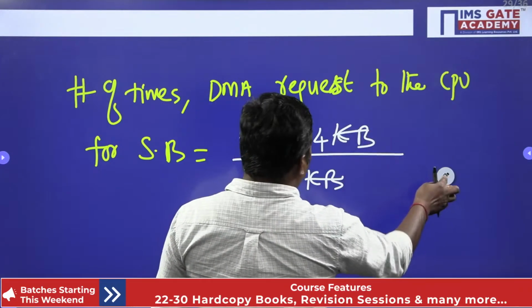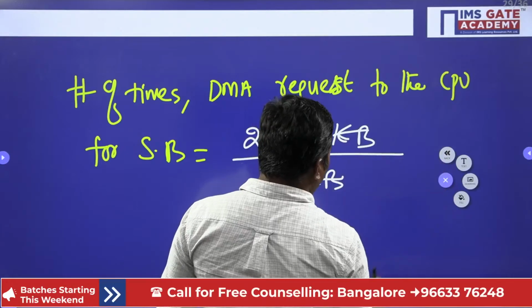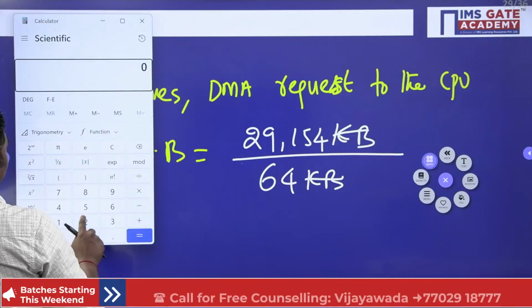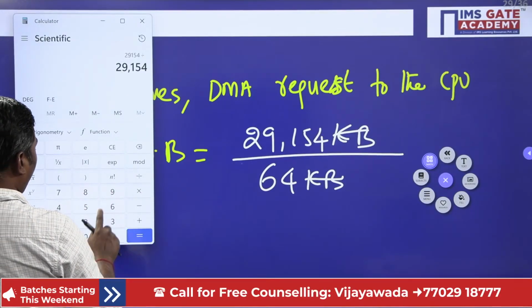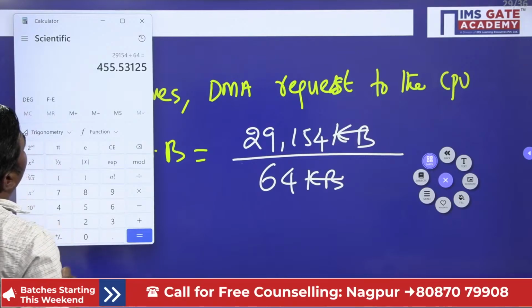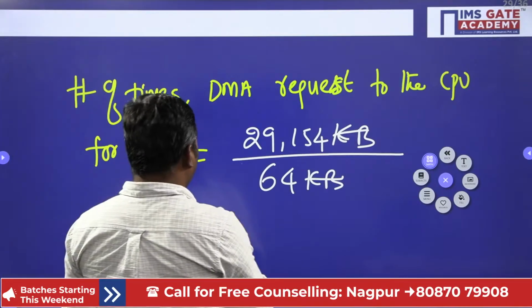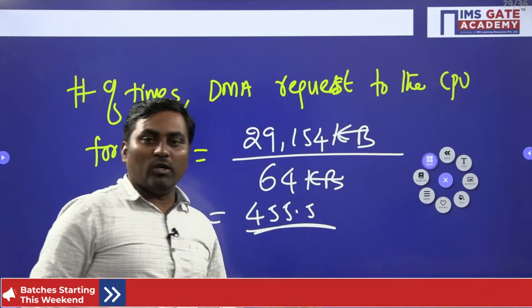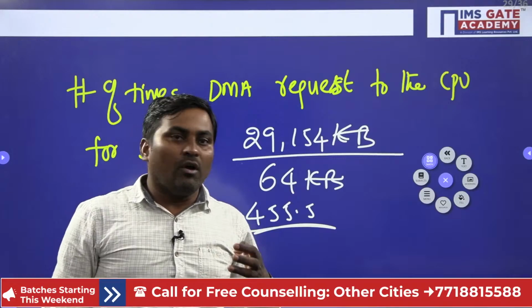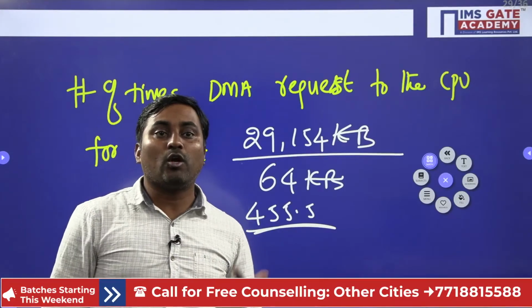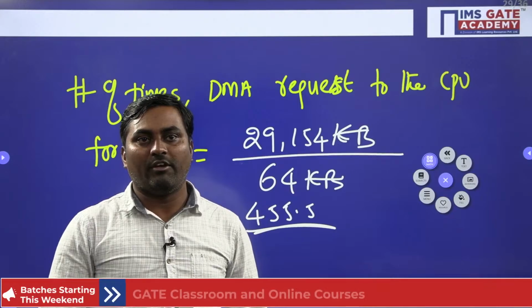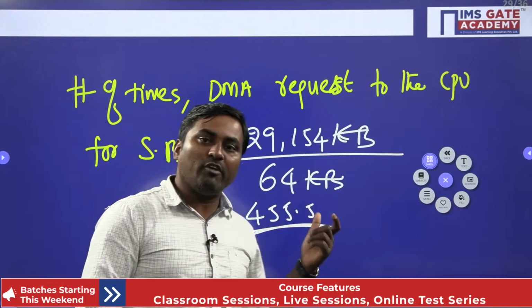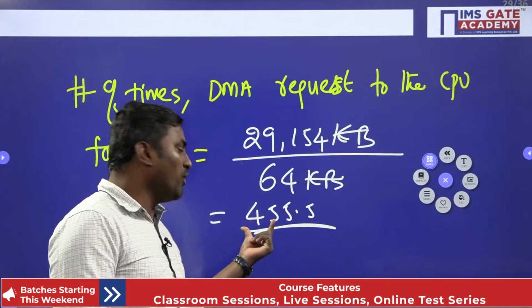So KB cancels. Now you divide 29,154 by 64. So 455.5, something like that. Now tell me, should I say 455 times you have to inquire, or 456 times? Can you tell me, all of you, how many times I should inquire? 455, 456? Please understand, 455 full transfers are required.